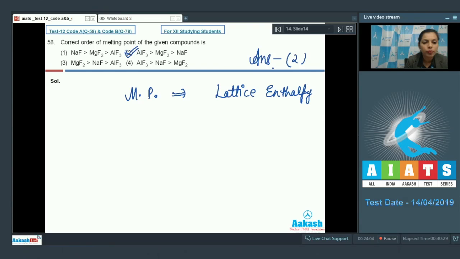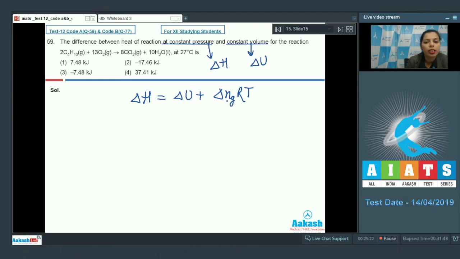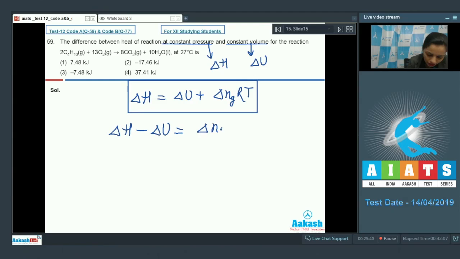for your question. Let us take question number 59. The difference between heat of reaction at constant pressure and constant volume for the reaction is, if I talk about heat of reaction at constant pressure and at constant volume, these two are represented by delta H and delta U. And what's the relation between these two? Delta H is equal to delta U plus delta n g RT. This is the formula, that's the relation between delta H and delta U. We are just going to use this formula here. We need to find out the difference between heat of reaction at constant pressure and constant volume. So this difference can be written as delta H minus delta U. You know that? And it is equal to delta n g RT.